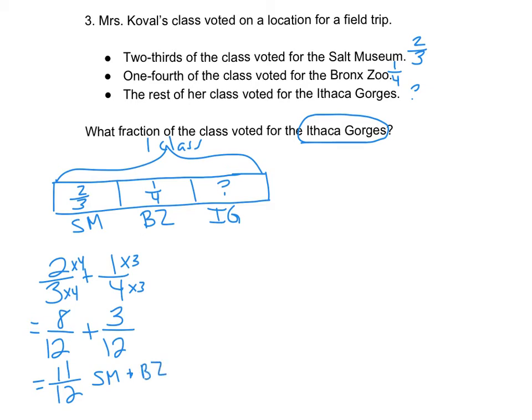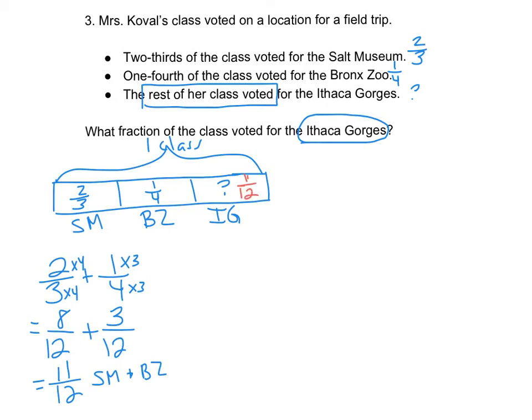So how can I use that to figure out my Ithaca Gorges? Well, how many students are in my class? Look at that denominator. I have 12 students based on this fractional part. So how many are left? Because it says the rest of her class. So how many are left in my class if 11/12 want to go to Salty Syracuse and the Bronx Zoo? There's only 1 left. So the Ithaca Gorges has to be 1/12 because that's all that's left.